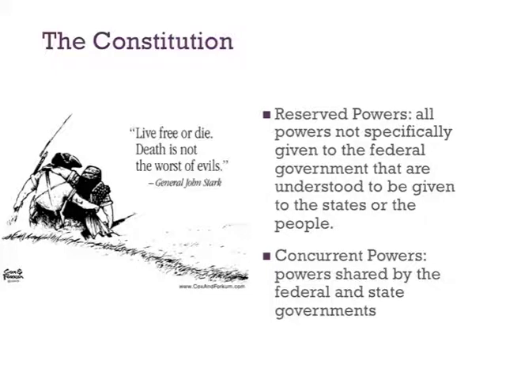You also have some unusual powers called concurrent powers. These are powers that are shared by both federal and state governments. Concurrent powers would be things like building roads. You have federal highways and state highways. That's a concurrent power of government.